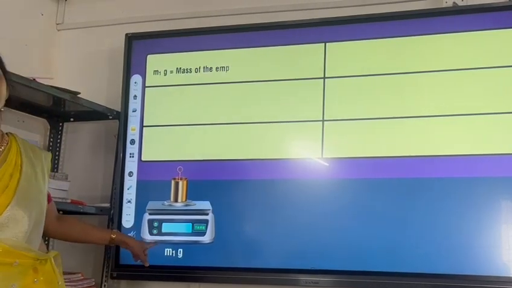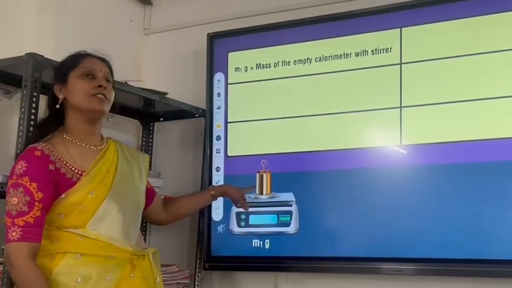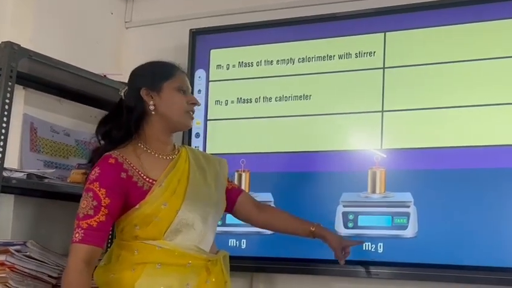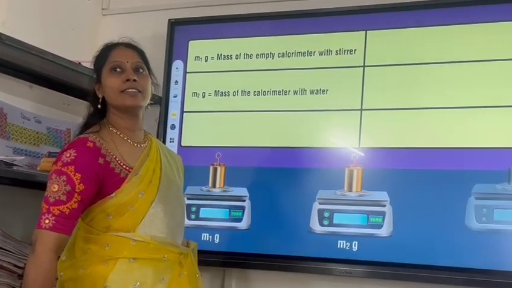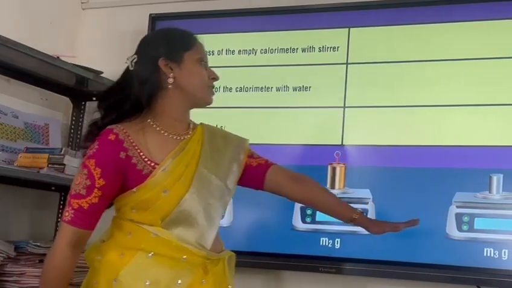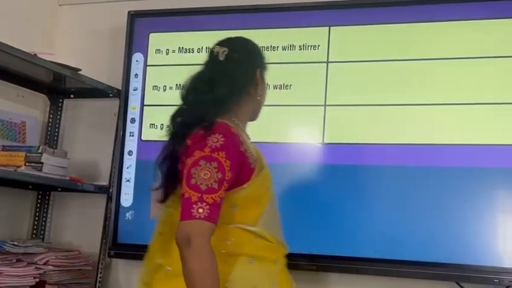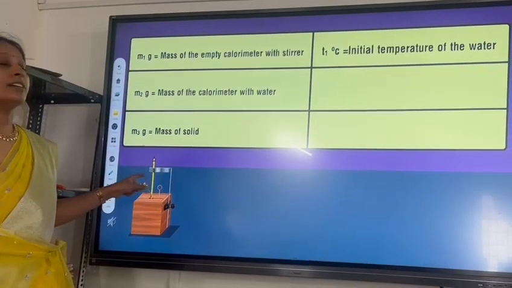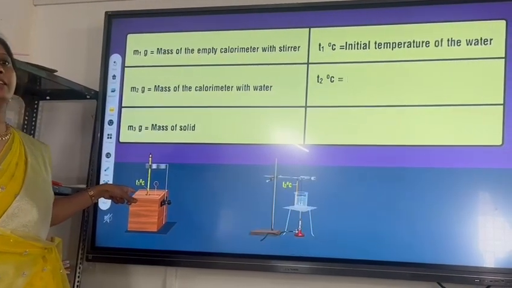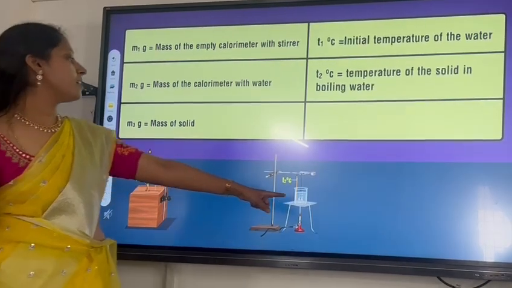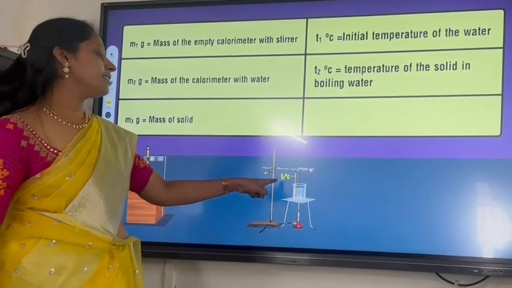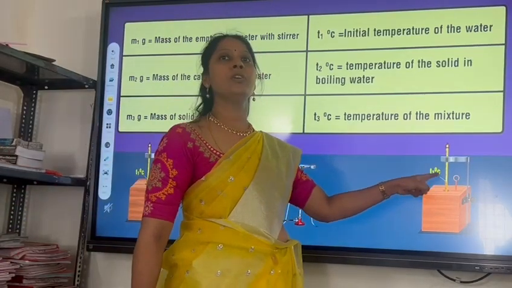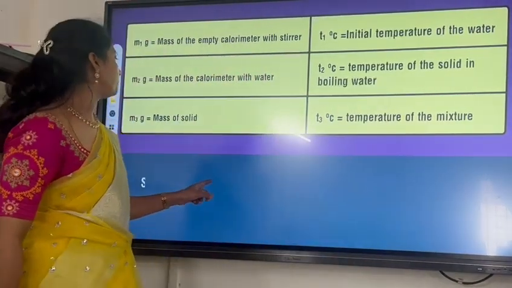Now the observations. First we find M1 grams without water, only calorimeter and stirrer. Now calorimeter and water, that is M2. So the water weight is equal to M2 minus M1. And the weight of the given solid is M3 grams. Now the initial temperature is T1 degrees centigrade, and the solid temperature we raised is T2 degrees centigrade, and the mixture temperature is T3 degrees centigrade.